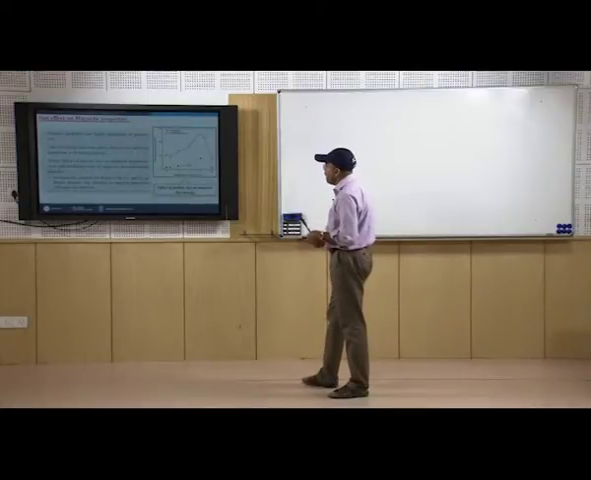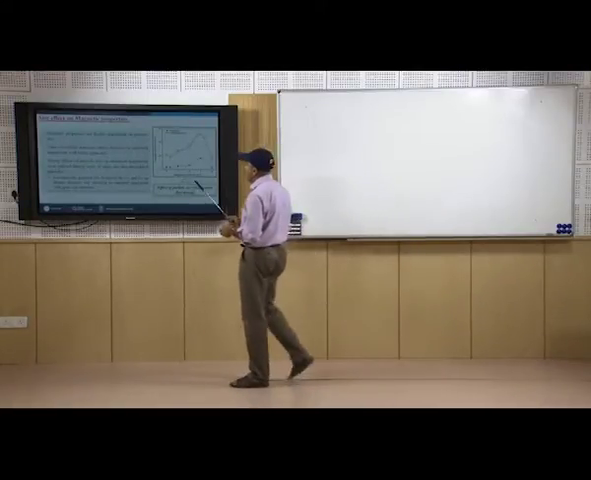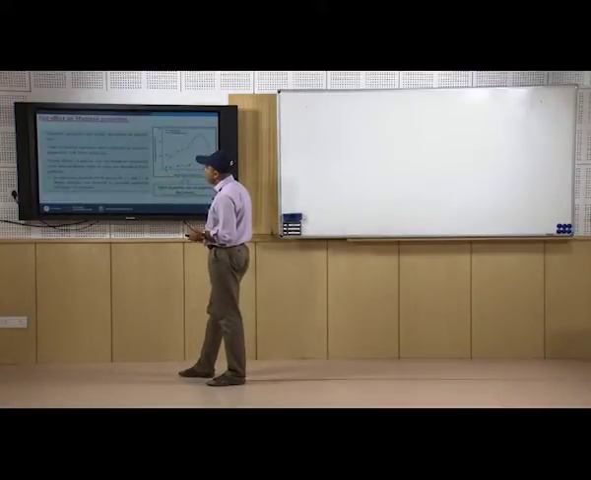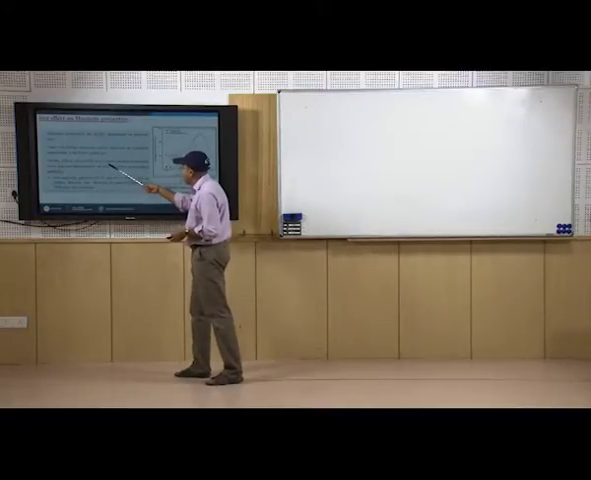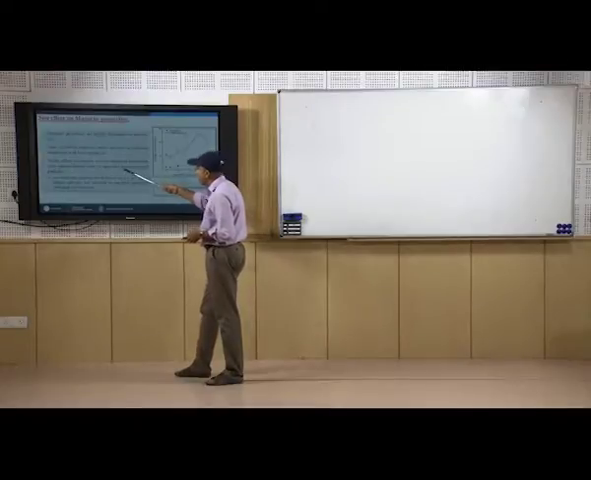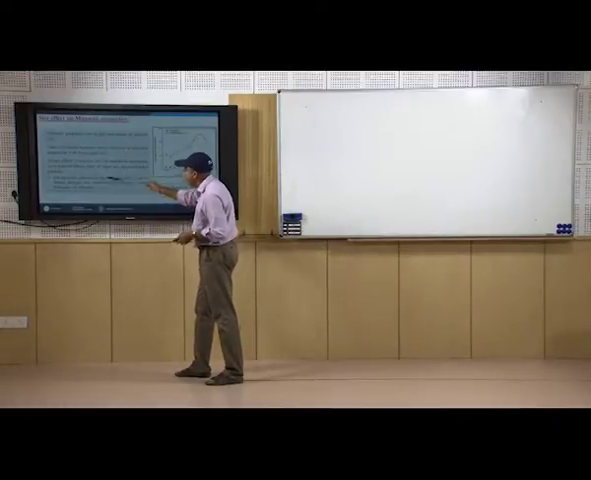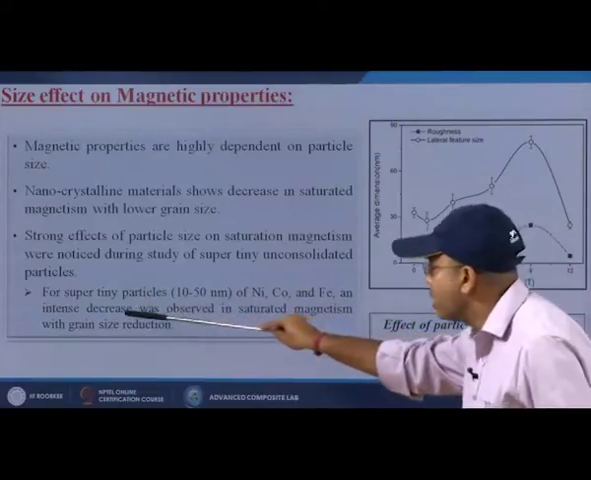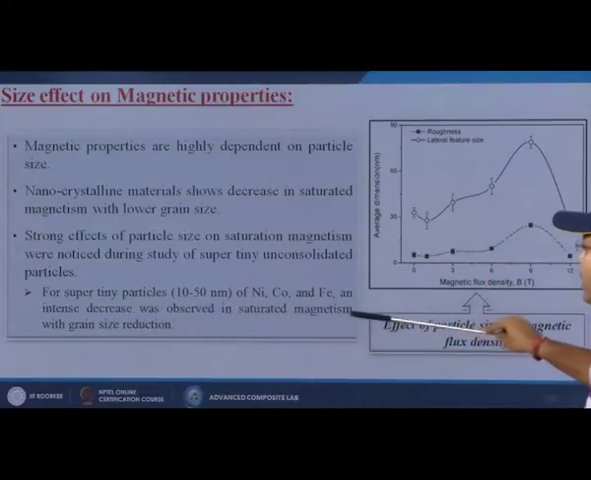Then, size effect on magnetic properties. Here the magnetic properties are highly dependent on particle size. Nanocrystalline material shows a decrease in saturation magnetism with lower grain size. Strong effects of particle size on saturation magnetism were noticed during study of super tiny unconsolidated particles. For super tiny particles of 10 to 50 nanometer of nickel, cobalt and iron, an intense decrease was observed in saturation magnetism with grain size reduction.